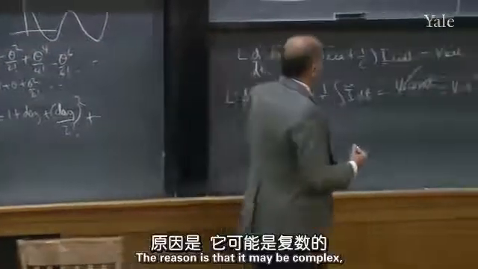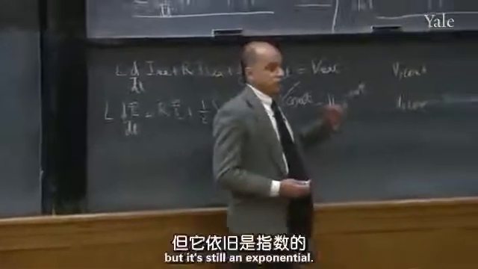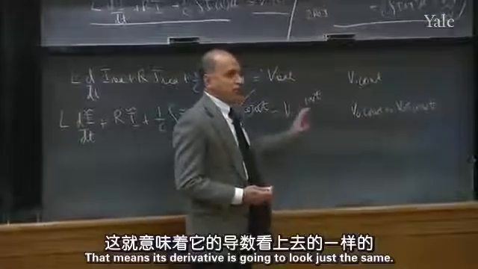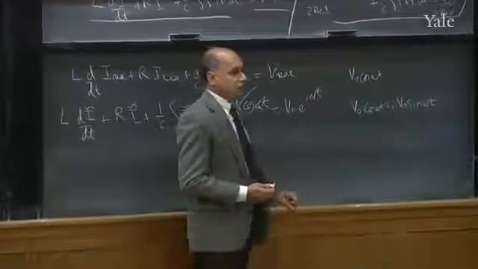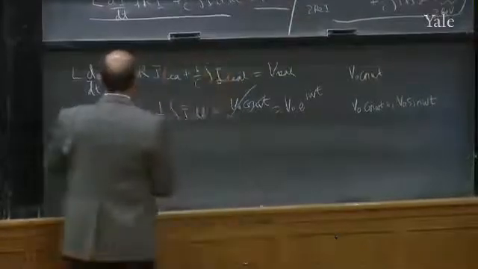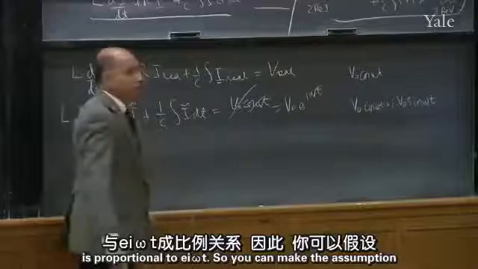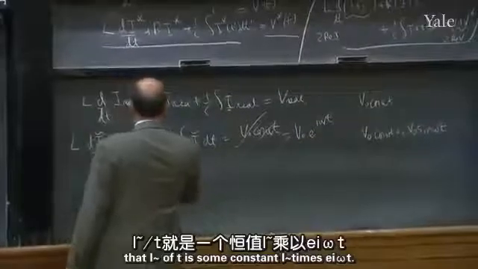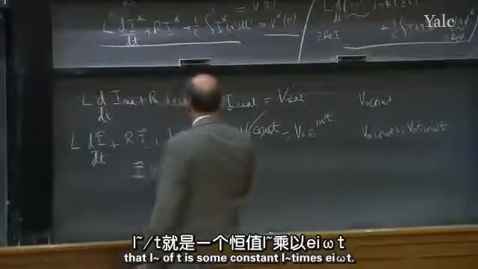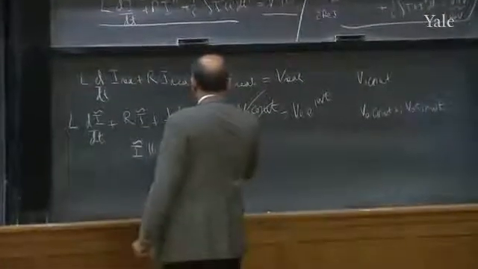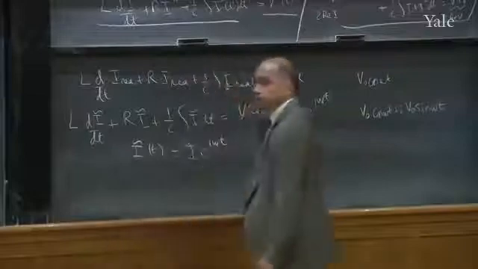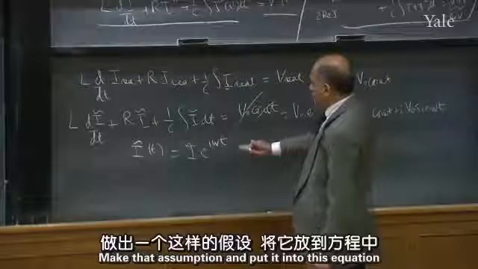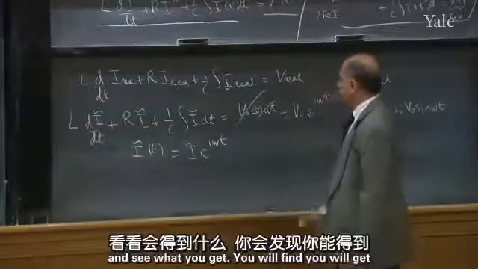The reason is that it may be complex, but it's still an exponential. That means its derivative is going to look just the same. That means I can make a guess that the current I twiddle is proportional to e to the i omega t. So you can make the assumption that I twiddle of t is some constant I twiddle times e to the i omega t. Make that assumption and put it in this equation and see what you get.